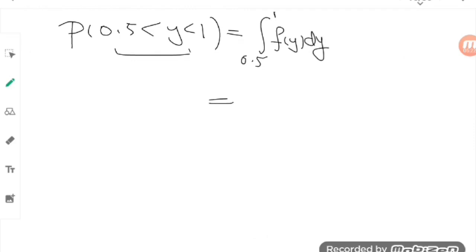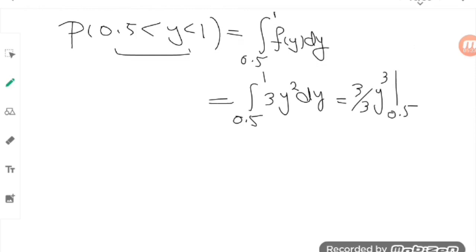Which is the integral of 3y to the power 2 dy from half to 1, which is 3 divided by 3, y to the power 3 from half to 1, which is equal to 1 minus half to the power 3, which is 1 minus 1/8, which is again 7/8.